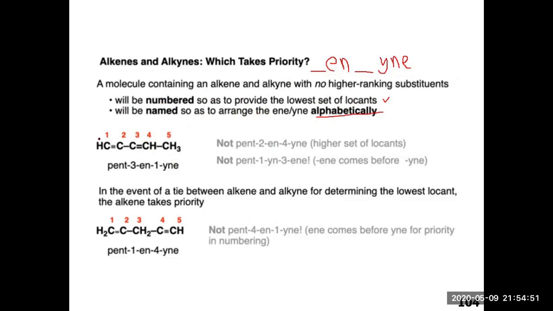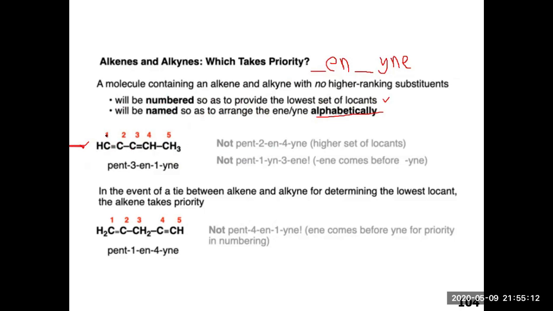So in this case, let's try to consider this molecule. So we have here a 5-carbon molecule, and since it has a triple bond, or an unsaturation, at the first carbon, then I will start numbering in this carbon because this will provide me with the lowest set of locants.